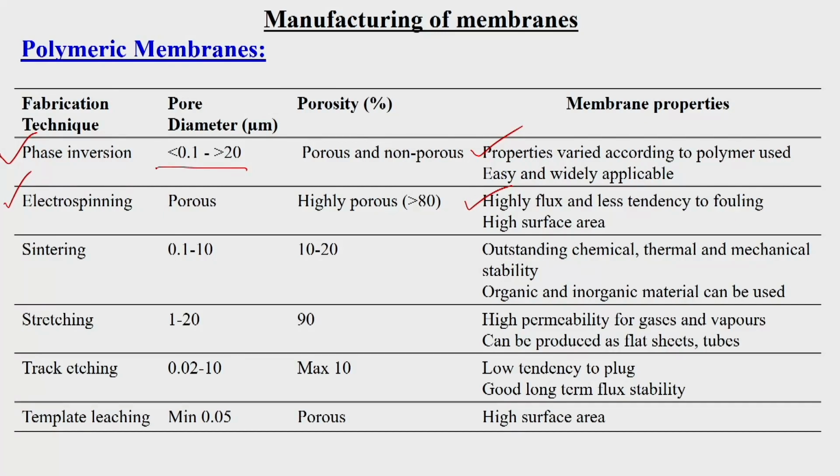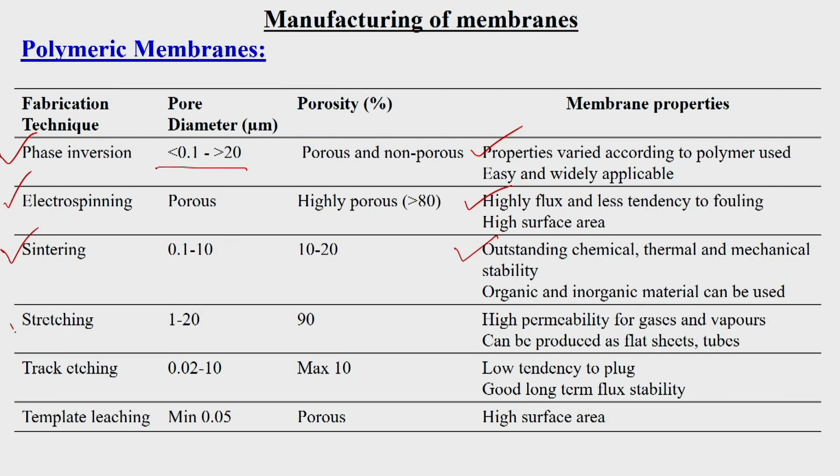In case of sintering, we will be able to get the pore diameter from 0.1 to 10 micron. Here also a wide range of membrane pores are manufactured using the sintering process, and porosity varies from 10 to 20%. It has outstanding chemical, thermal and mechanical stability, and organic and inorganic materials can be used for the separation.